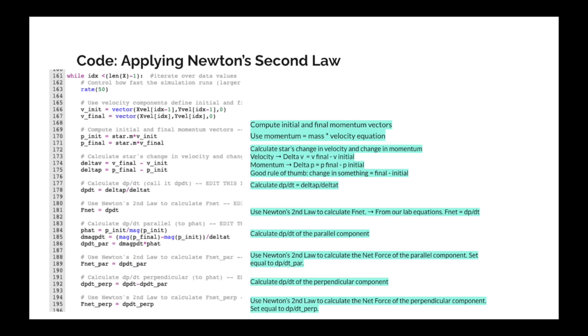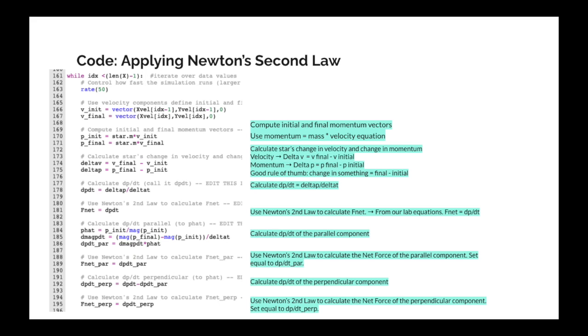Here in the code, we are applying Newton's second law and iterating over our data values. We compute initial and final momentum vectors. We use our momentum equals mass times velocity equation. Then we calculate the star's change in velocity and change in momentum using equations we know. A good rule of thumb is that the change in something equals final minus initial. Then we calculate dp/dt. Then we use Newton's second law to calculate the net force. And this is from our lab equations that we went over earlier.